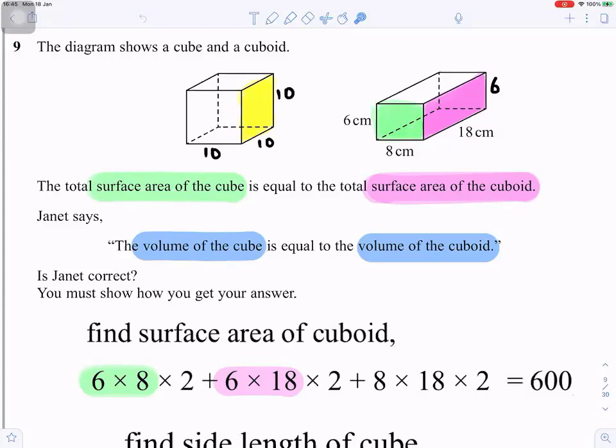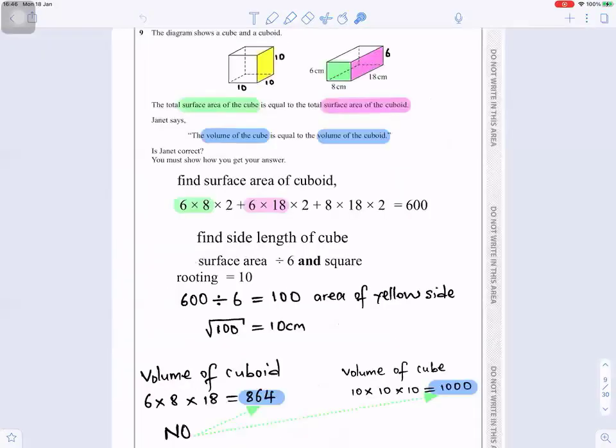So there are 6 sides for the cuboid. There's 2 for the first one, 2 for the next, and 2 for the next. So you times by 2 because 2, 4, 6, 6 sides. So the total would be 600 for the cuboid. The total surface area for the cuboid is 600.